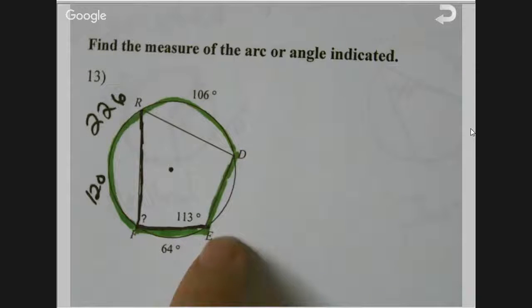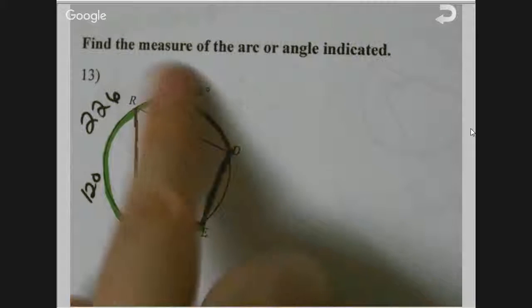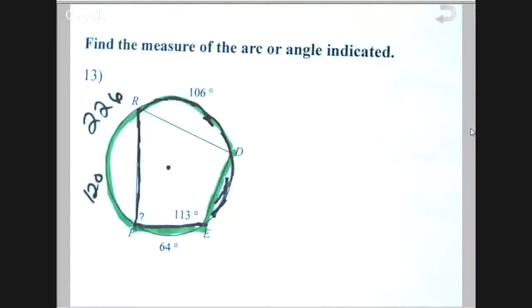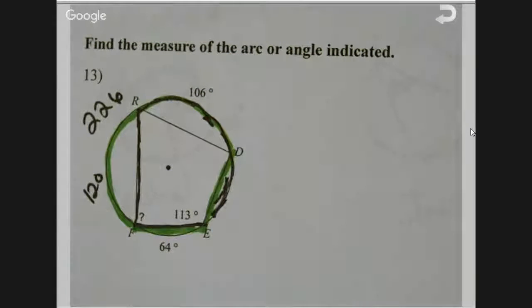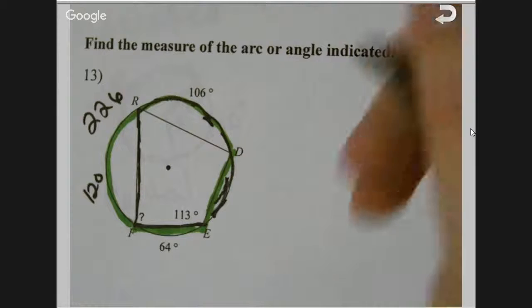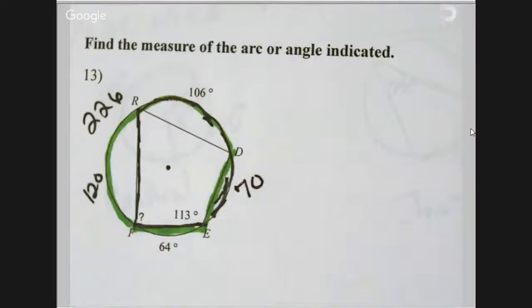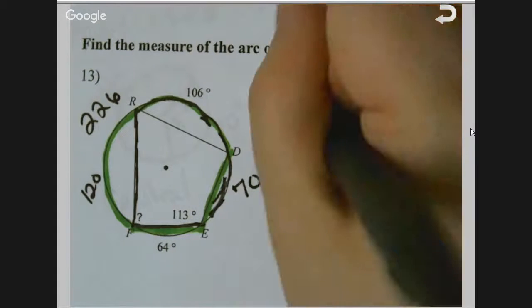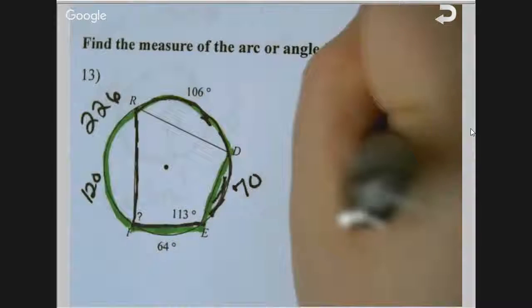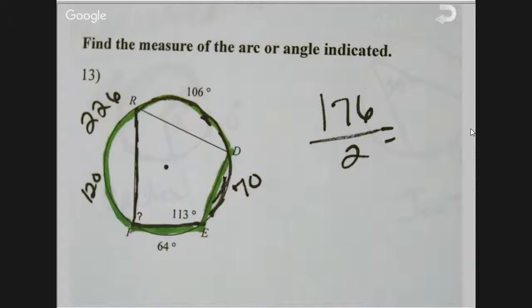Now I could find this little piece to be able to complete this section right here that I needed to actually find my true angle by dividing by 2. So now I'm just going to go 360. Well, I'm going to add up 226 plus 106 plus 120 plus 64, and then say 360 minus that, which is 70. So this is 70. Then I just go 106 plus 70 is 176. And then divide that by 2. And you get 88.